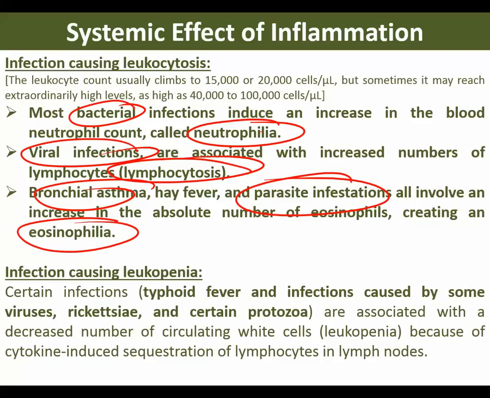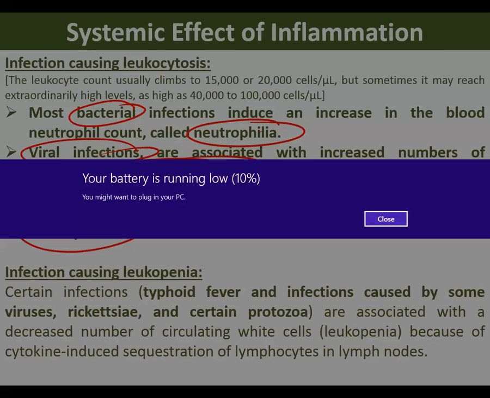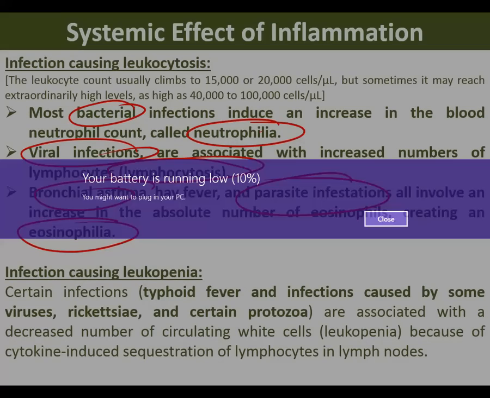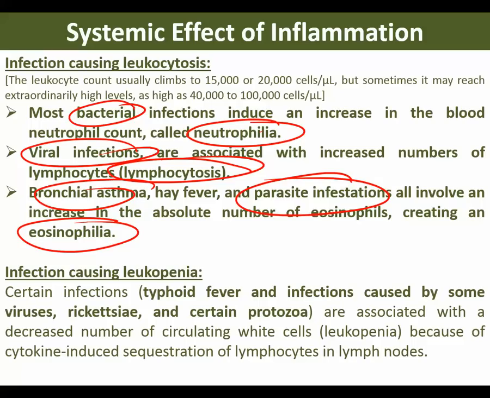Understand? Now some infections reduce the WBCs. That is called leukopenia. Inshallah, I will discuss why it happens in the immunology module. Now understand, some infections cause leukopenia.